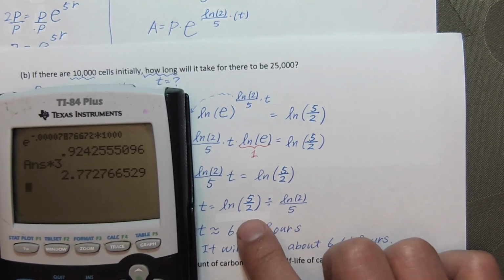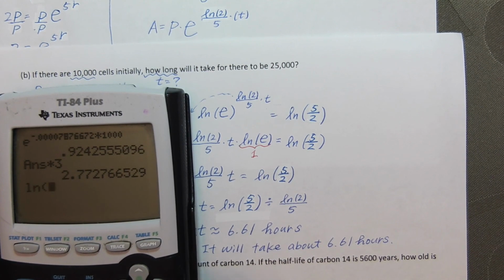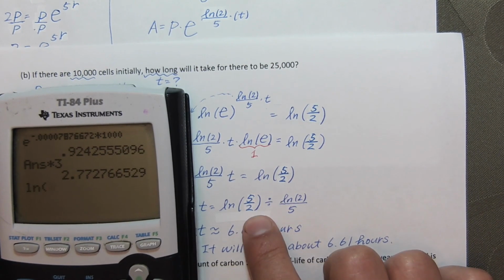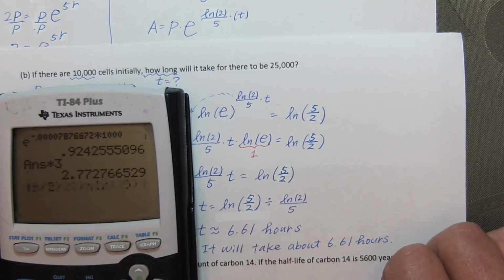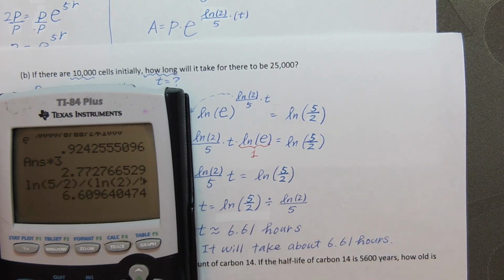So we're going to go natural log of 5 divided by 2, and close the parentheses, divided by, parenthesis, ln of 2, close parenthesis, divide by 5, close parenthesis. Now, be really careful with the parentheses here. You will definitely need to practice that, and that gives us our 6.61 hours.